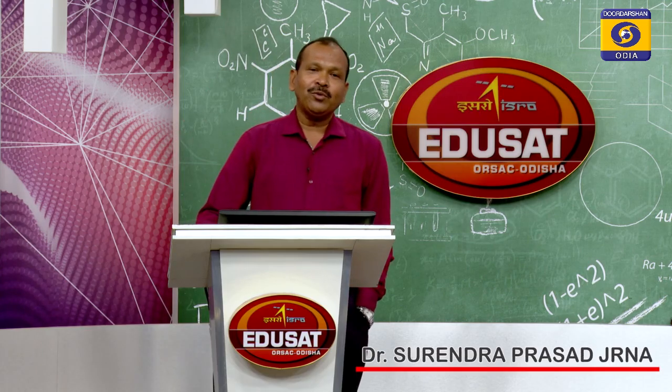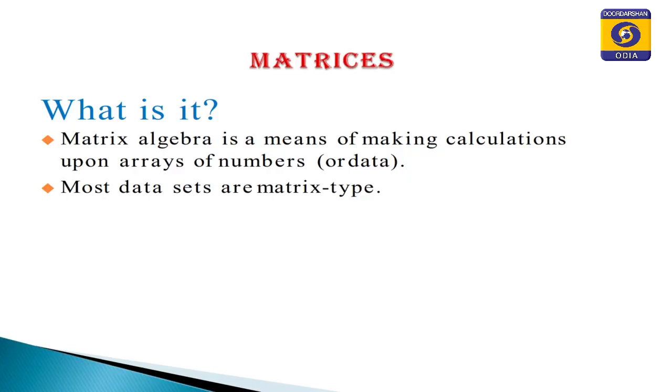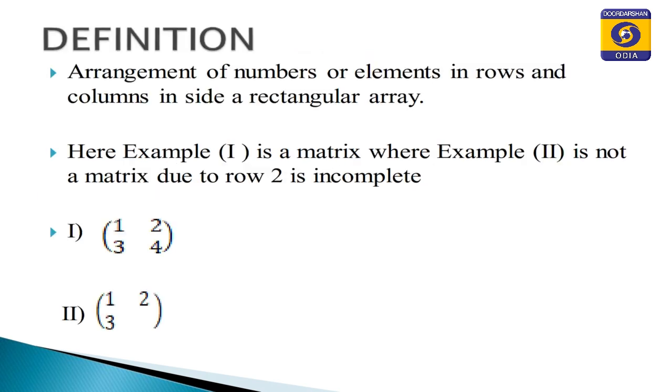Today we discuss matrices and determinants. What are matrices? Most data sets are of matrix type. In daily life, in our household items or interior design, we use matrix types. The front elevation of a house is a matrix type. Next, an arrangement of numbers or elements.